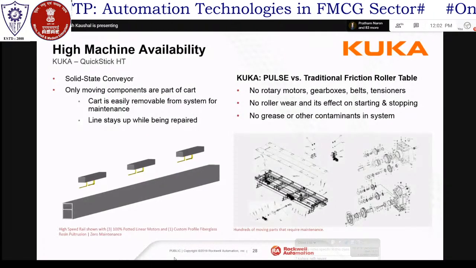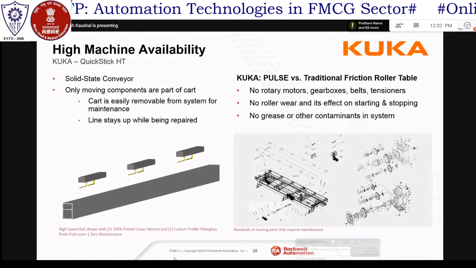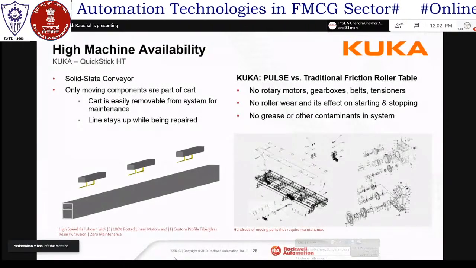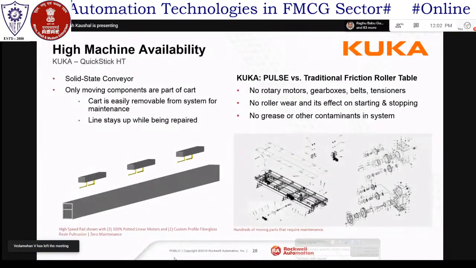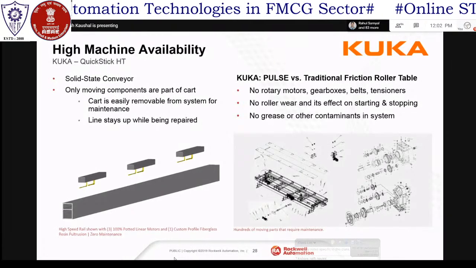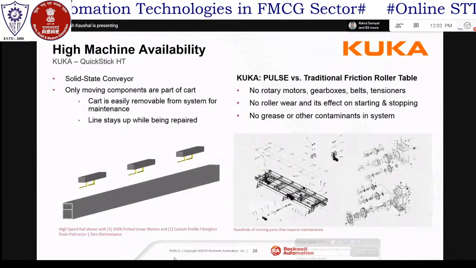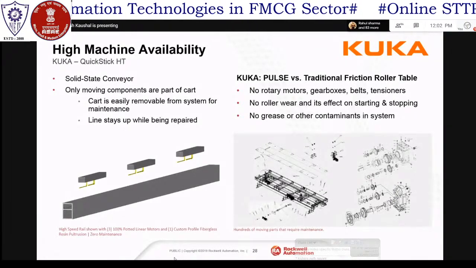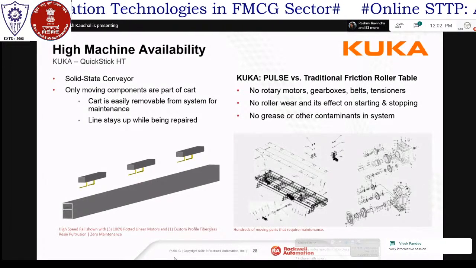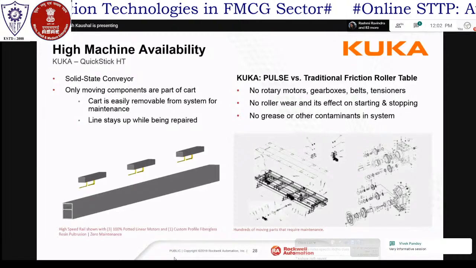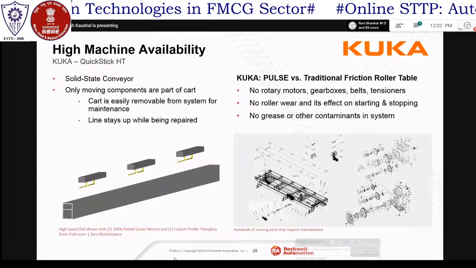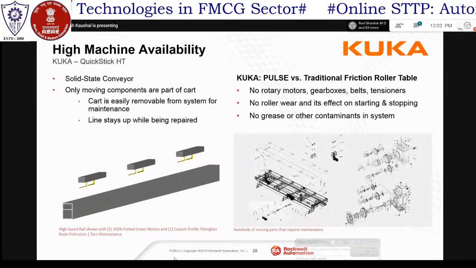Last but not the least is another example that I put out of the FMCG space, which is from automotive. This is a standardized solution now provided by KUKA, one of the leading robotic suppliers in the field, specifically in the automotive space. They replaced their roller bed conveyor with a QuickStick-based solid state solution, which has moving carts carrying a particular body across different stations for the working purpose.